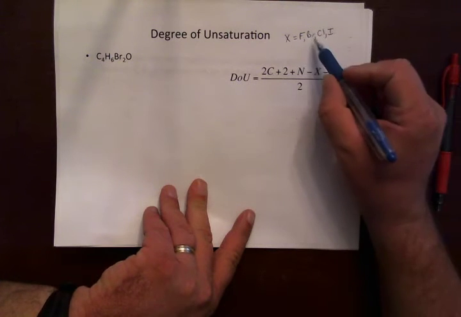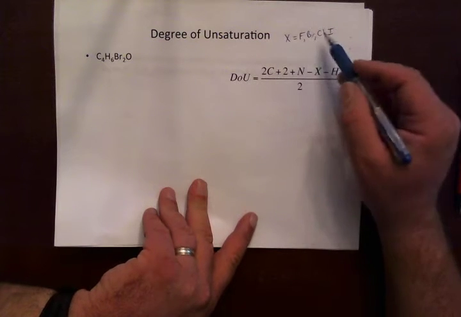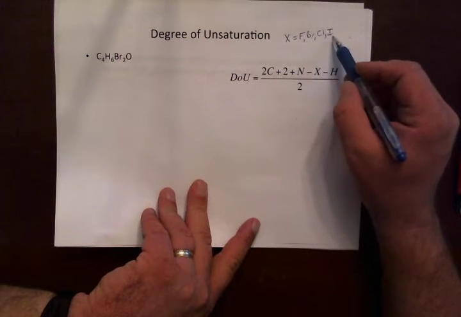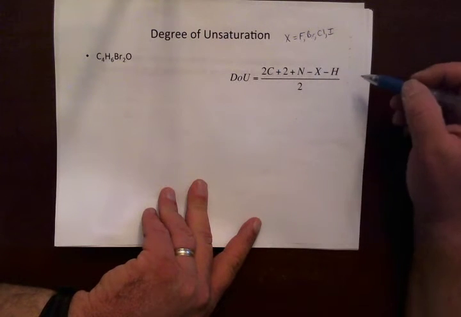Okay. If there's 2 bromines and a fluorine, that would be 3. If there's a fluorine, a bromine, a chlorine, and an iodine, that would equal 4. So it's the total number of those, minus the number of hydrogens.